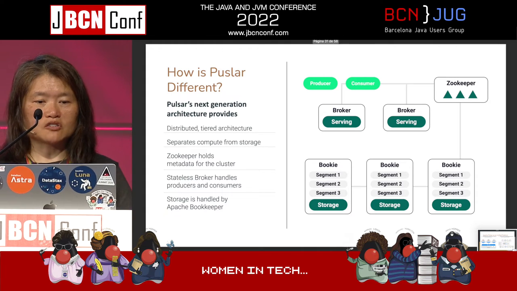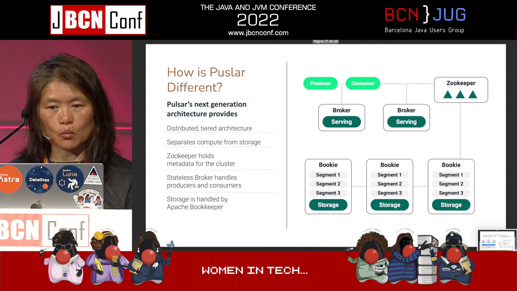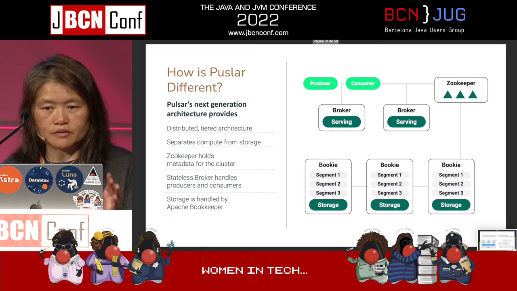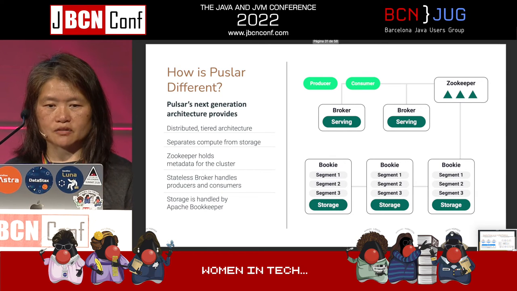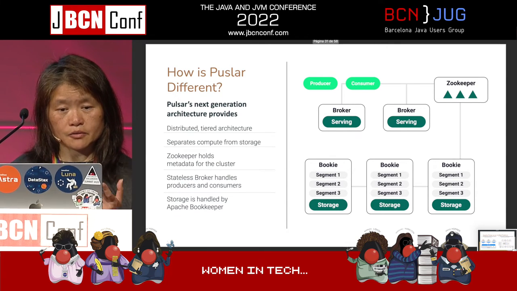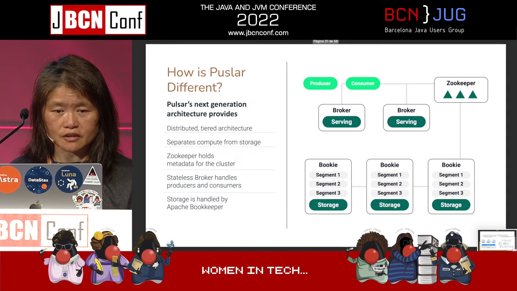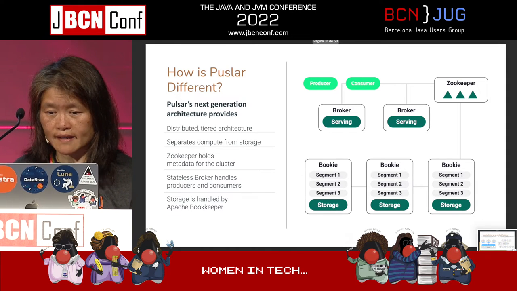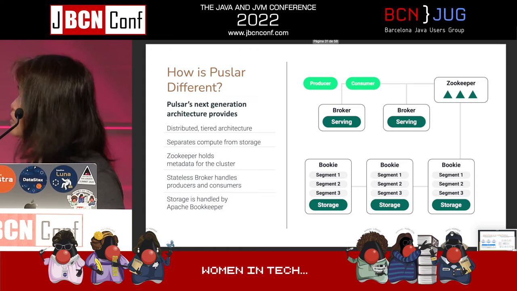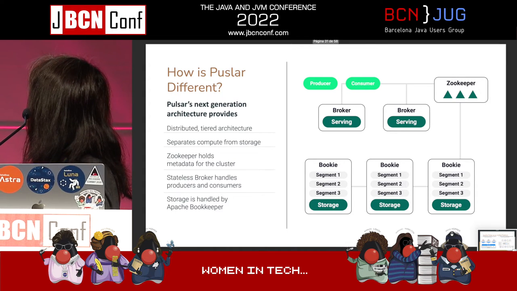So again, just want to summarize, right? Key differentiator one is separating out the compute and storage part. So that's a big thing. Basically, with this distributed tiered architecture, it helps, right? And so, again, Pulsar is up there doing all of these things.